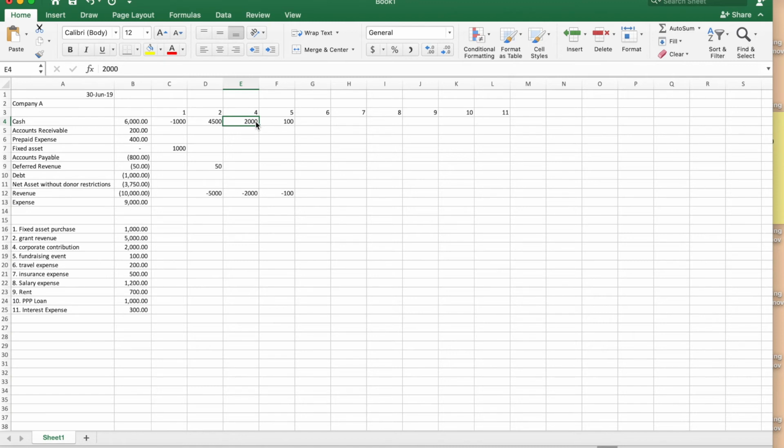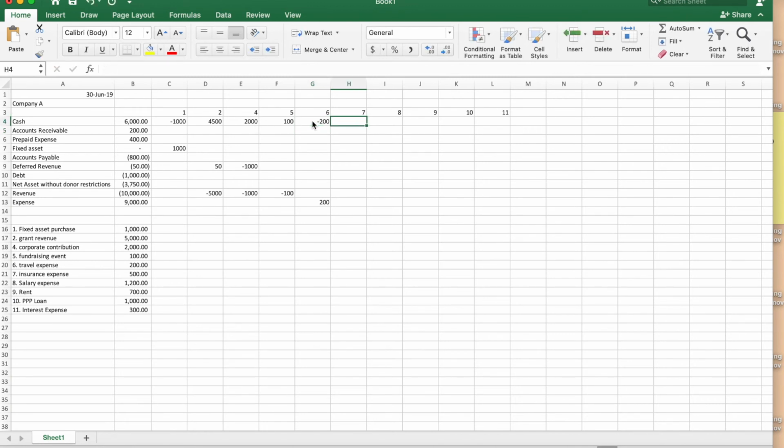For this corporate contribution, half of it is for fiscal year 2021. Then we make it debit cash, credit deferred revenue, and credit revenue. Sixth one is travel expense. So travel expense, the debit to expense, credit to cash.